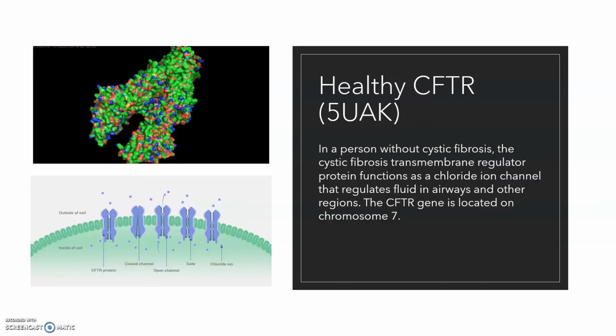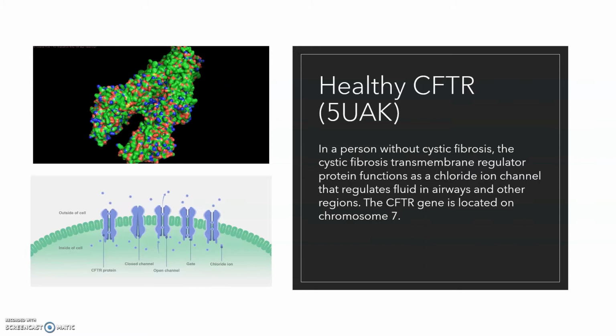This is the healthy CFTR gene. The PDB code is 5UAK, and it is pictured on the left. In a person without cystic fibrosis, the cystic fibrosis transmembrane regulator protein functions as a chloride ion channel that regulates fluid in airways and other regions. The CFTR gene is located on chromosome 7.